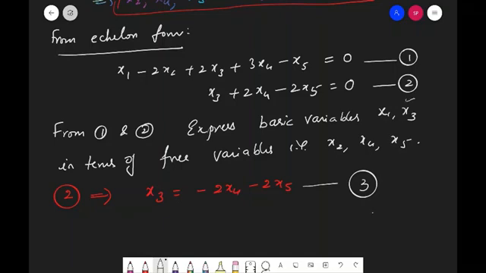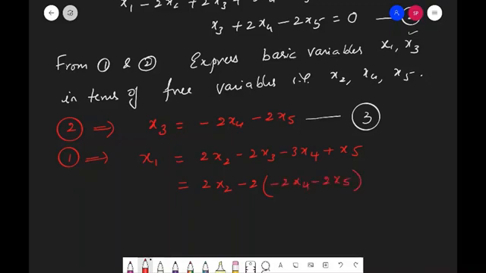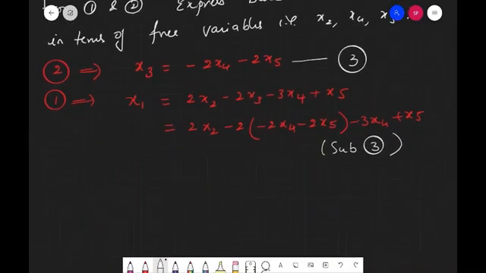Now one basic variable x3 is expressed in this. What is another basic variable? x1 value we want. So we will use here from 1. Equation 1 implies, in 1 I have x1 as a basic variable. Keep the basic variable one side, send all the other variables to the other side. I will get 2x2 minus 2x3 minus 3x4 plus x5. In this I have x3 value already in 3. Substitute x3 value. So I will get 2x2 minus 2 into x3, that is minus 2x4 minus 2x5, minus 3x4 plus x5. So what did I do here? Substitute 3. That is what you have done here.